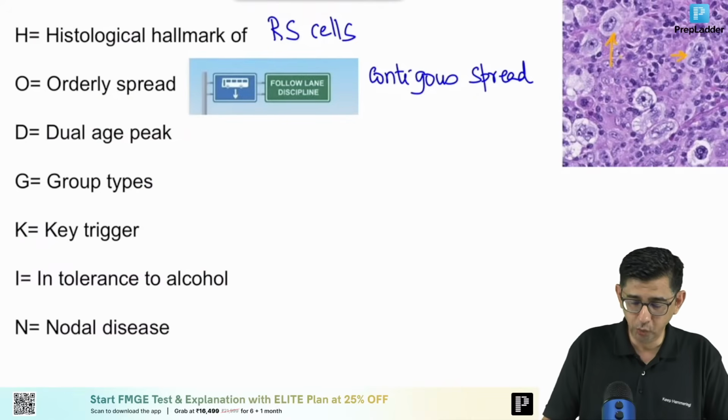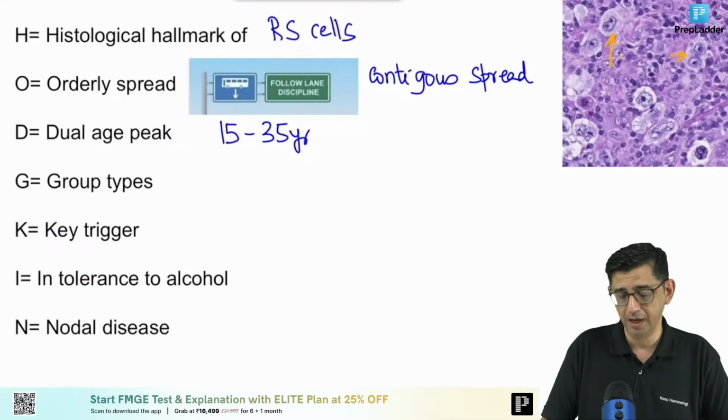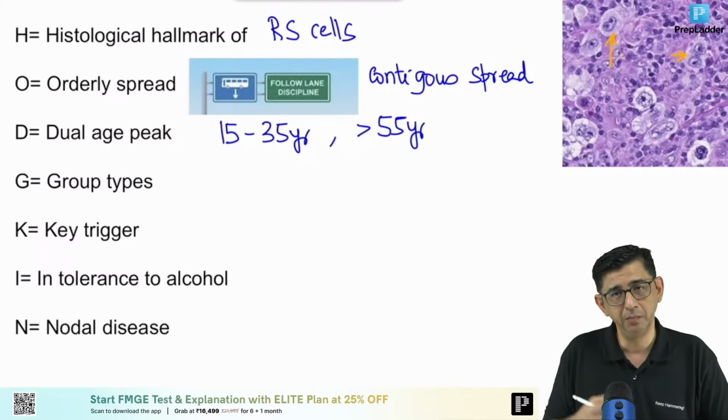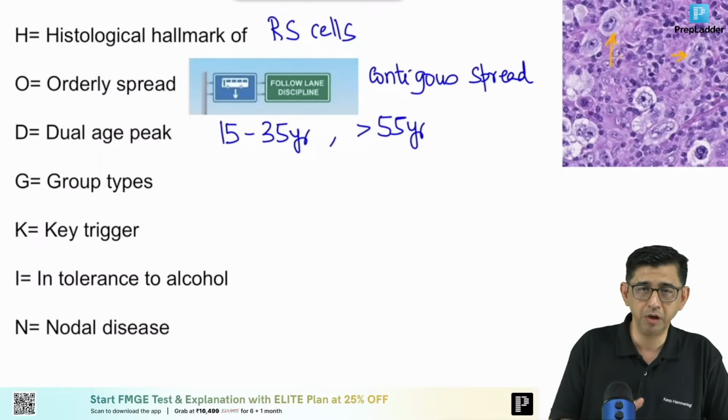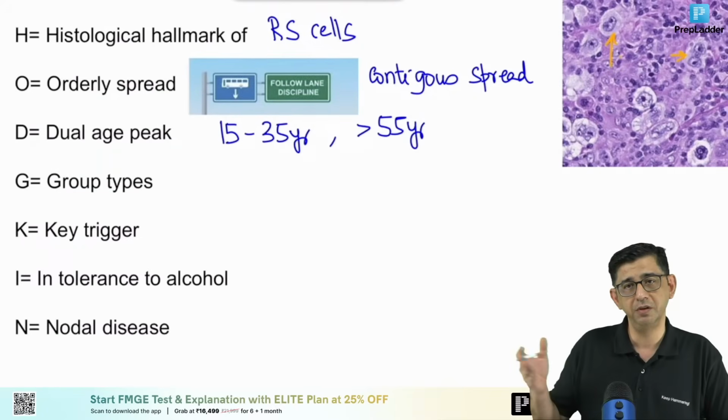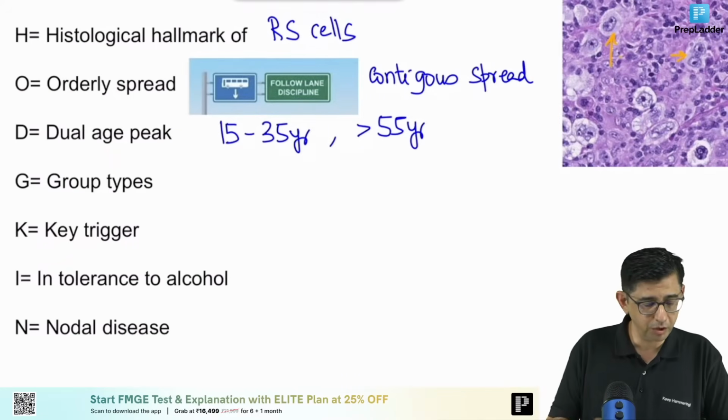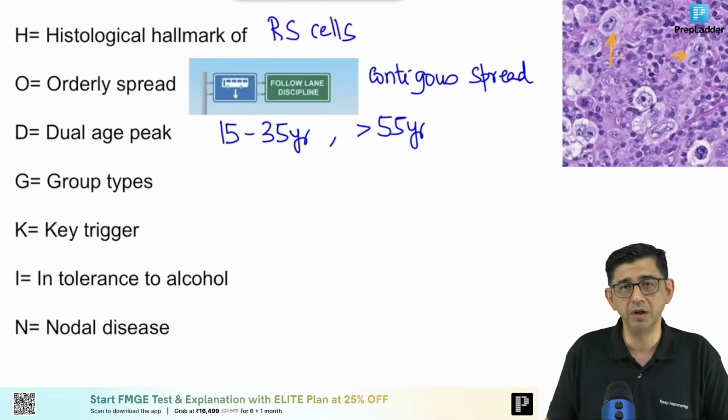Then there is a dual age peak. D is done, dual age peak. Most of the time the cases would be seen between 15 to 35 years of age, and then the second peak is seen after 55 years of age. Here I want to give a parallel example. Like in medicine, you know that valvular aortic stenosis is seen either very commonly in the pediatric age group or in the geriatric age group, a bimodal age distribution. Similarly here, Hodgkin's lymphoma also shows a bimodal age distribution.